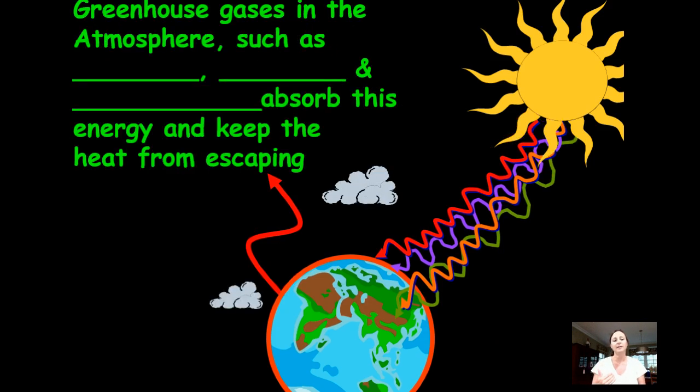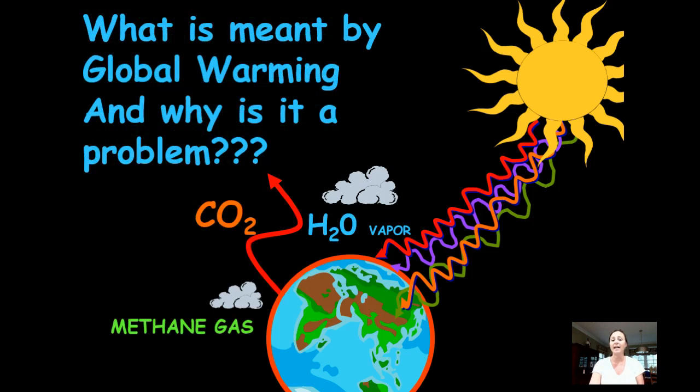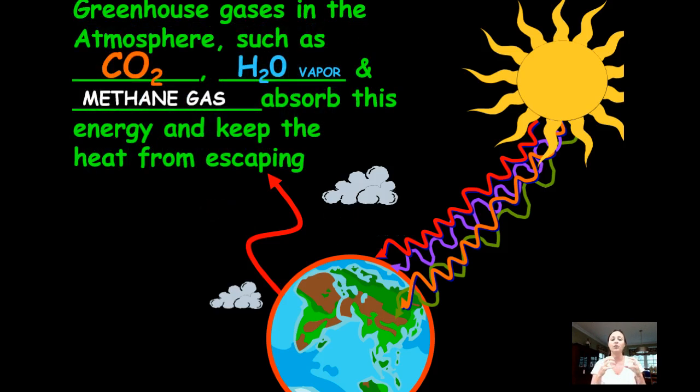But here's what happens. The greenhouse gases in our atmosphere, such as CO2, which is carbon dioxide, water vapor, and methane gas, absorb the energy that the Earth is giving off. That infrared radiation, that heat energy, gets absorbed into our atmosphere and acts as the greenhouse glass did, and it will trap the heat energy in our atmosphere.